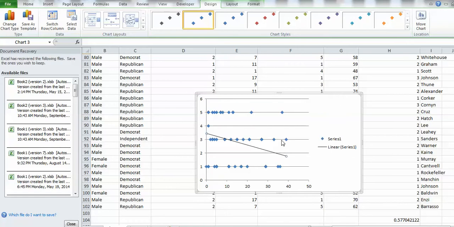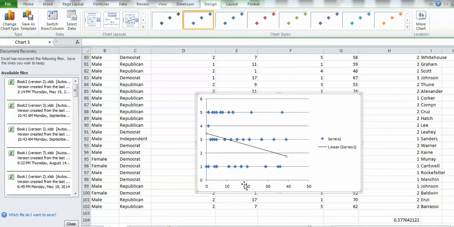For example, here we have someone who's been in office, looks like almost 40 years, and they have 5 years left. But here we have someone who's been in office 10 years, and they only have 1 year left. So it's a negative correlation, but there are a lot of exceptions in here. It's not something where the dots are following the line really closely.